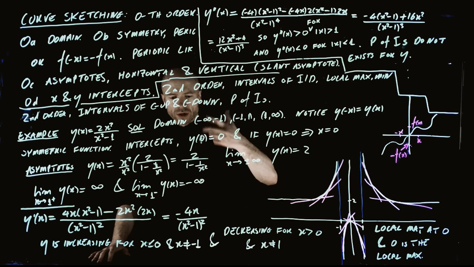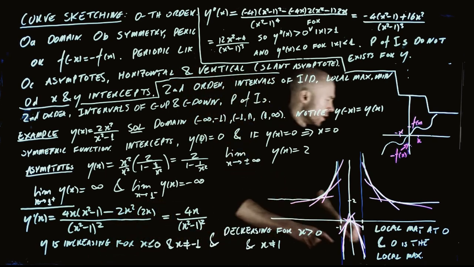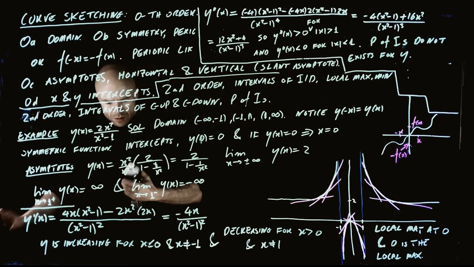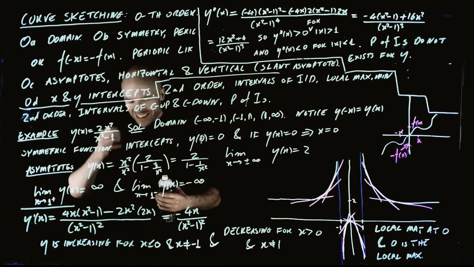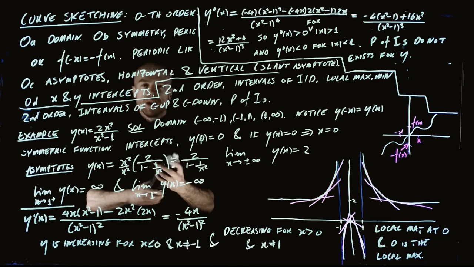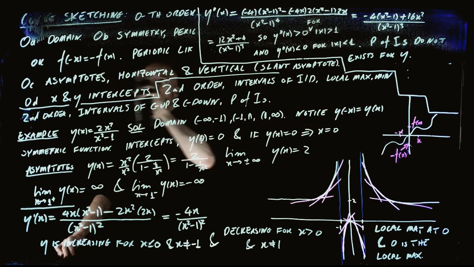We'll talk about what a slant asymptote is, and we'll do another example, and that'll be it for the day. So let me erase the board, and we introduce slant asymptotes, and then we do an example where there is a slant asymptote. Okay, let's talk about slant asymptotes.